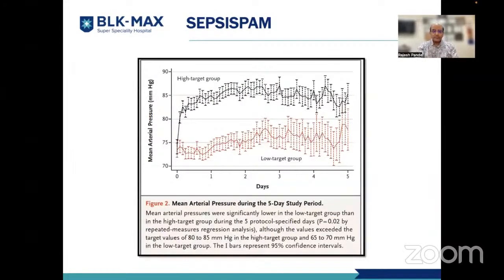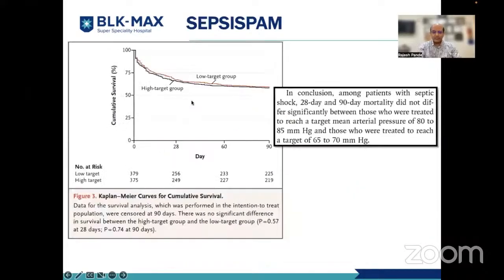So you can see the mean arterial pressure during the 5-day study period. So this was the low target volume, low blood pressure target group, and this was the high MAP target group. And you can see the difference in the MAP. So this was between 65 and 75, and here it was higher than 80. So 85 to 90, that is what you see here.